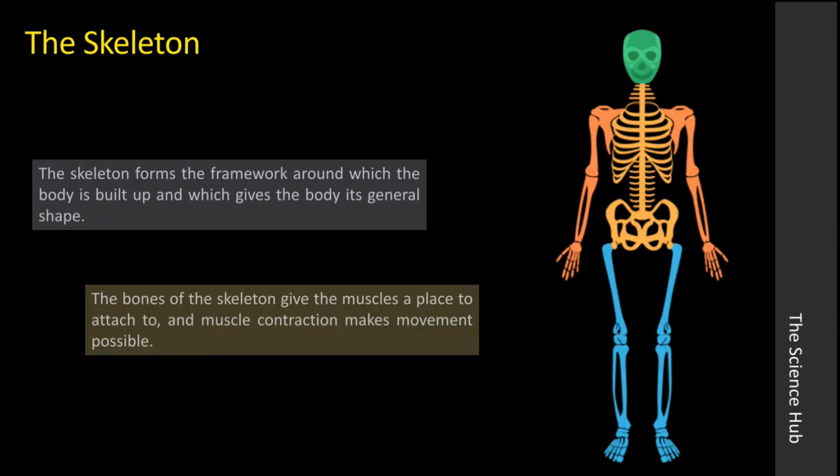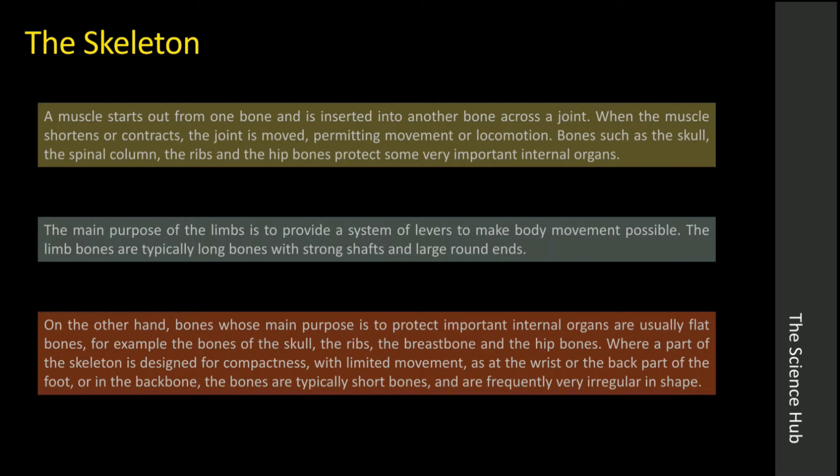The skeleton forms the framework around which the body is built up and which gives the body its general shape. The bones of the skeleton give muscle a place to attach to, or muscle contraction makes the movement possible. A muscle starts out from one bone and is inserted into another bone across a joint. When the muscle shortens or contracts, the joint is moved, permitting movement or locomotion.